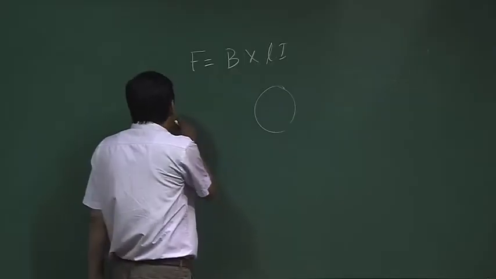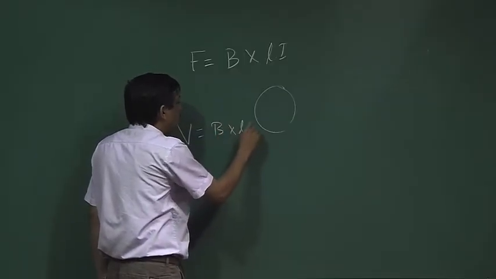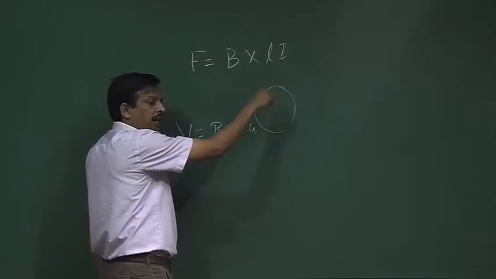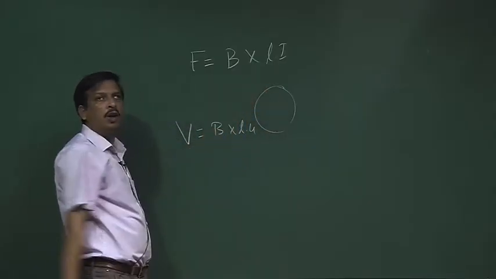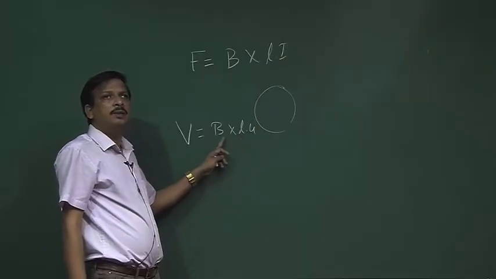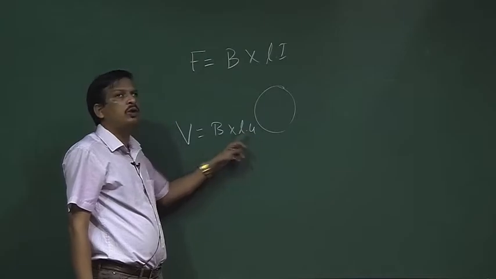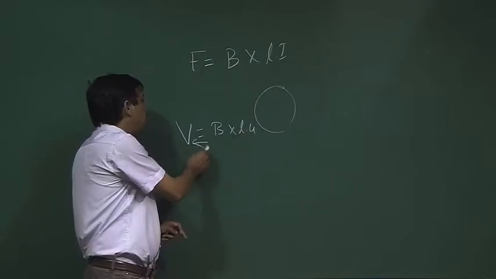So, I can say V is equal to B into L into U. U is the mechanical velocity or moving velocity. L is the length of the wire. B is the magnetic field strength. So, B into L into U produces a mechanical voltage.